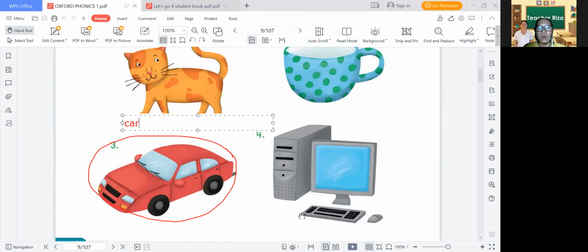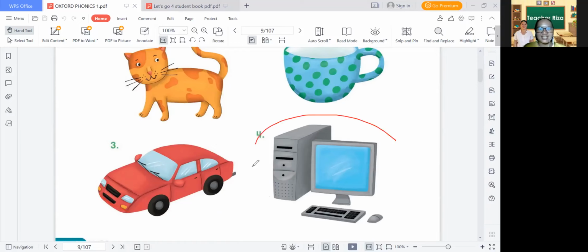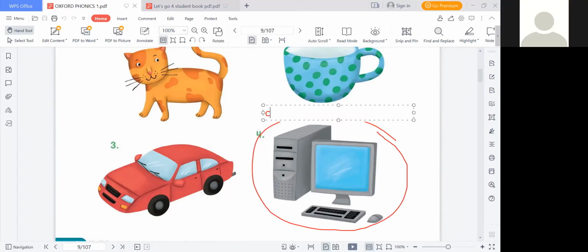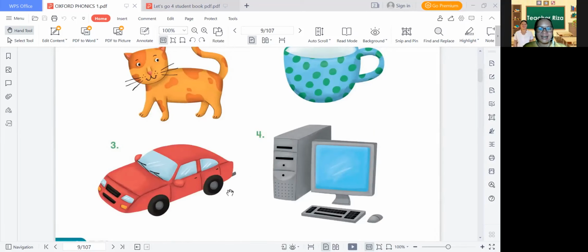How about the fourth picture? This one. This is a computer. What is this? A computer. Very good. Okay, so let's go back to the picture in number one, which is a cat.